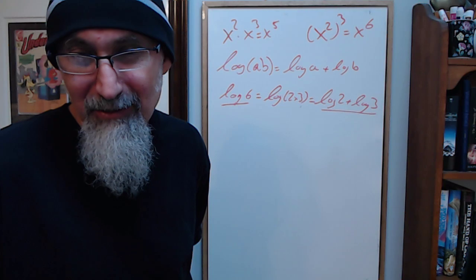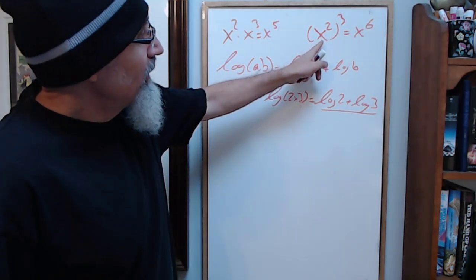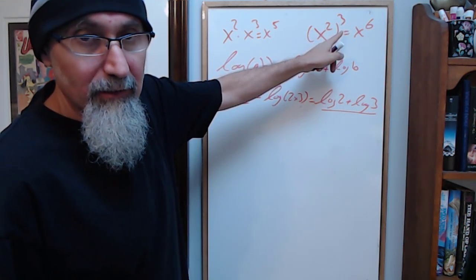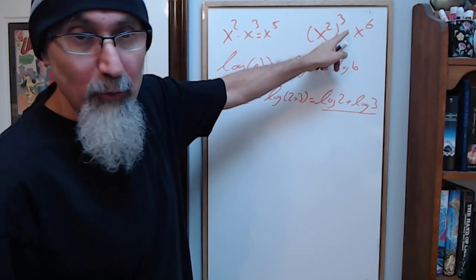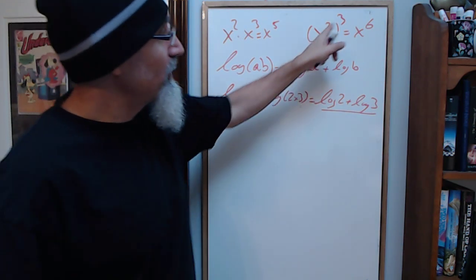Where did parentheses go in the top right corner problem? This one is x squared to the power of 3, right? So the parentheses just disappear, and a power to a power, they multiply each other. Power to a power, multiply the exponents.